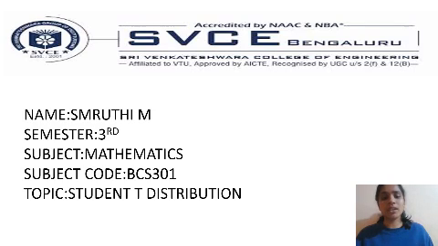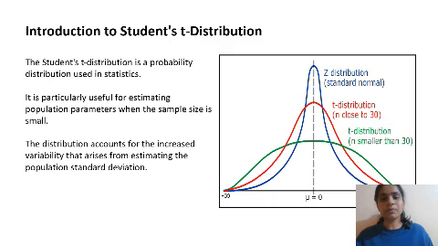So today's subject is mathematics. So the topic is Student's t-distribution. Introduction to Student's t-distribution. The Student's t-distribution is a probability distribution used in statistics. It is particularly useful for estimating the population parameters when the sample size is small. The distribution accounts for the increased variability that arises from estimating the population standard deviation.